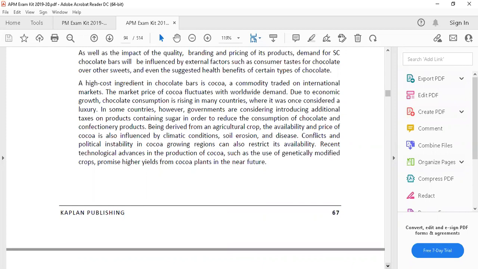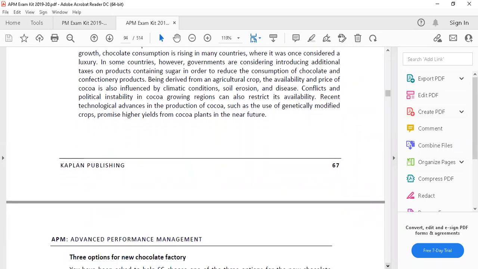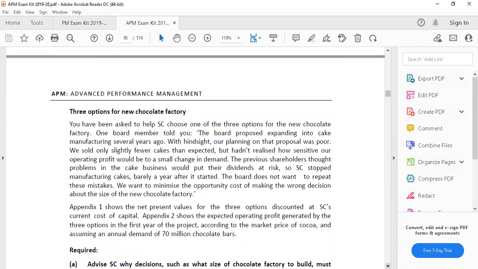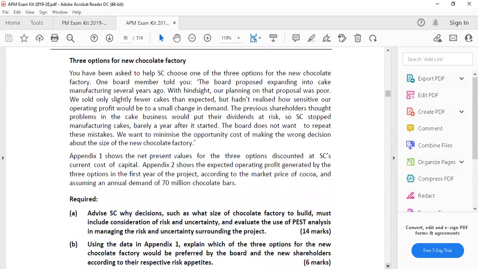Being derived from an agricultural crop, the availability and price of cocoa is also influenced by climatic conditions, soil erosion, and disease. Conflicts and political instability in cocoa growing regions can also restrict its availability. Recent technological advances in the production of cocoa, such as the use of genetically modified crops, promise higher yields from cocoa plants in the near future. You have been asked to help SC choose one of the three options for the new chocolate factory.